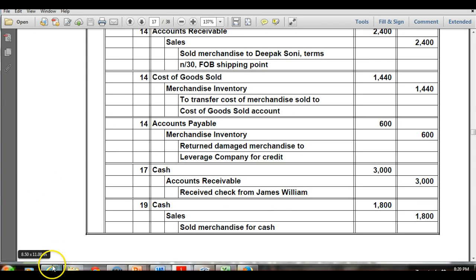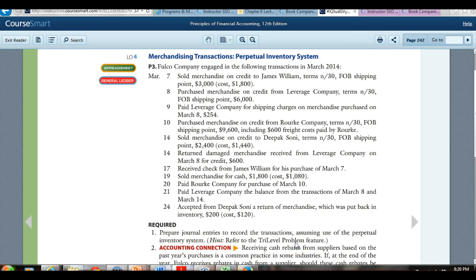Okay, next it says, sold merchandise for cash, $1,800, and the cost was $1,080. Now I want you to think of that and let me know what you think we need to do. Debit cash, yes! What are we going to credit? Yes, sales! Then there's another part of it. What are we going to do? Debit cost of goods sold, and what are we going to credit?